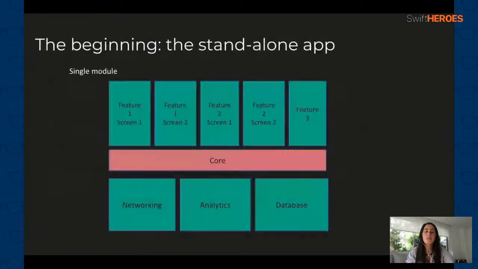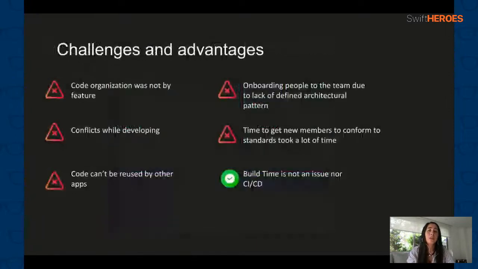So we started as a single module. There were several challenges and advantages that provided us. Given that the team was very small, we wanted to get something out the door very quickly. So the challenges that we faced after that first approach was that the code organization at first wasn't done by feature. So knowing where the code was for a specific feature was a little bit complicated because it was all over the place.